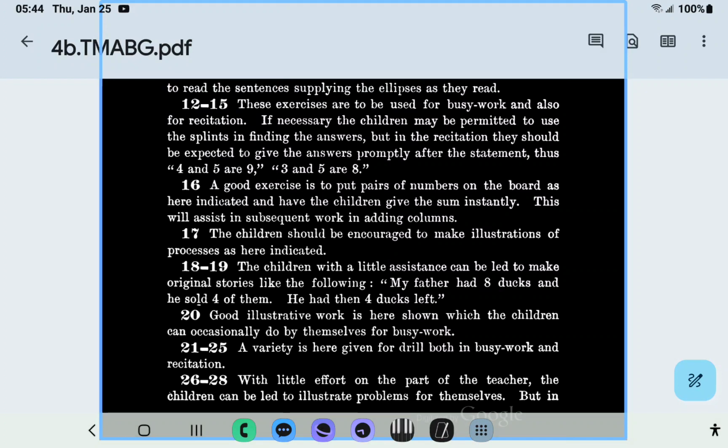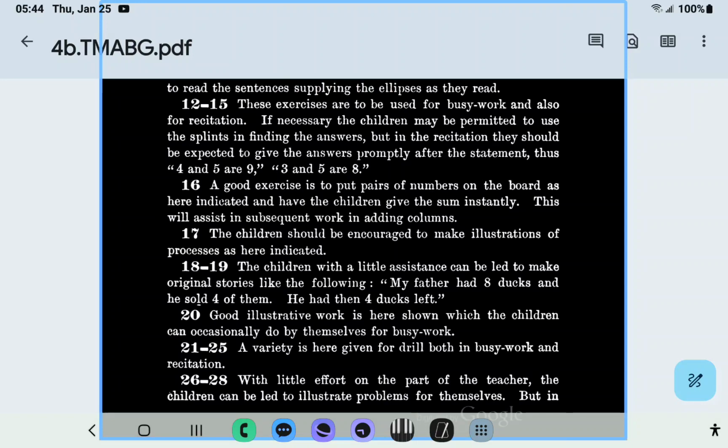Page 17: The children should be encouraged to make illustrations of processes as here indicated. Pages 18 to 19: The children with a little assistance can be led to make original stories like the following: My father had 8 ducks and he sold 4 of them. He had then 4 ducks left. Page 20: Good illustrative work is here shown, which the children can occasionally do by themselves for busy work. Pages 21 to 25: A variety is here given for drill both in busy work and recitation.